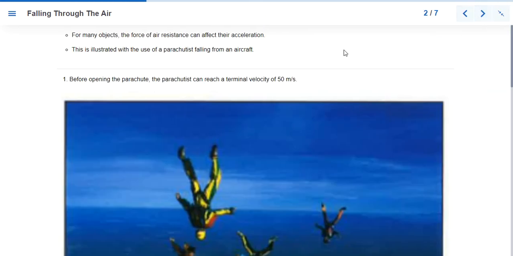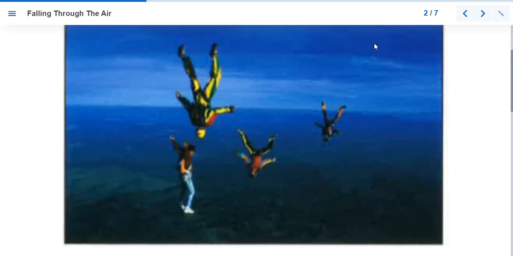Let's move on. So, for many objects, the force of air resistance can affect their acceleration. This is illustrated with the use of a parachutist falling from an aircraft. Before opening, the parachutist can reach a terminal velocity of 50 meters per second. You can see from the diagram.